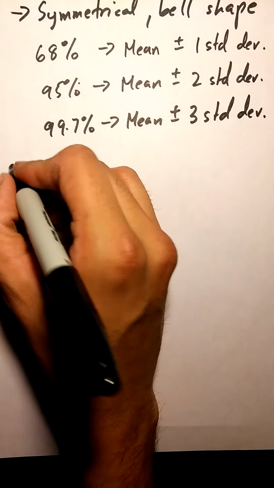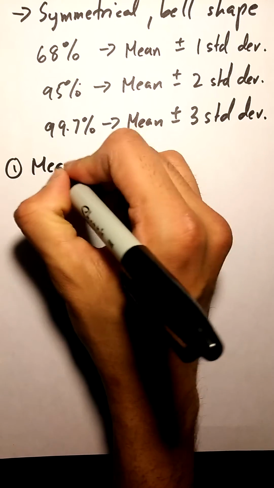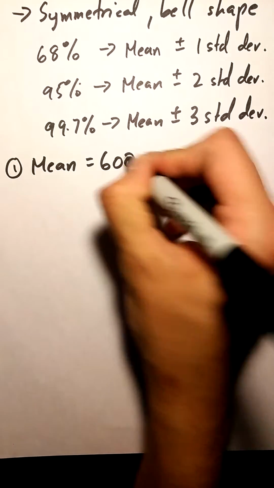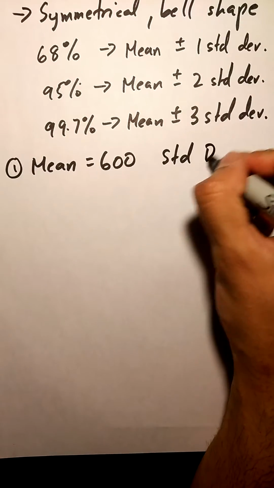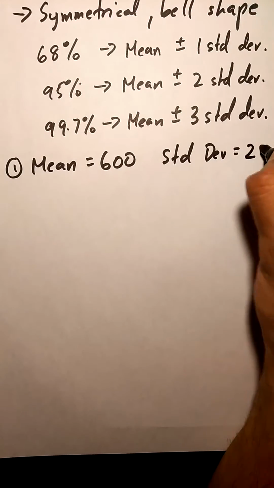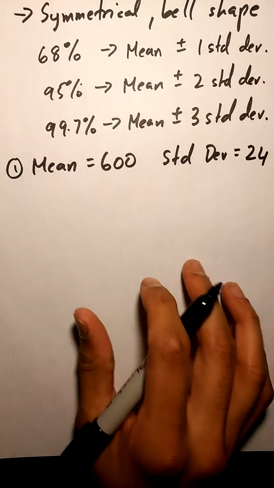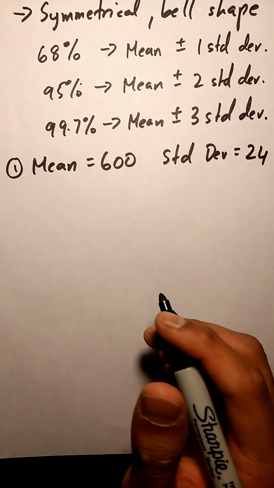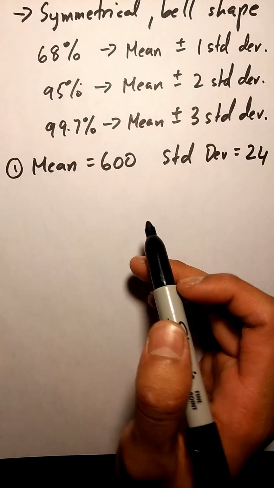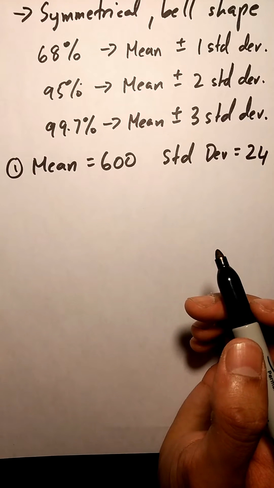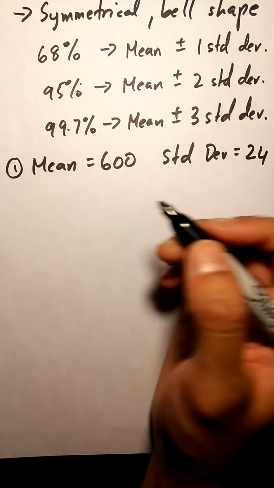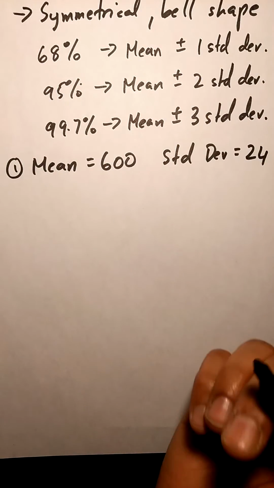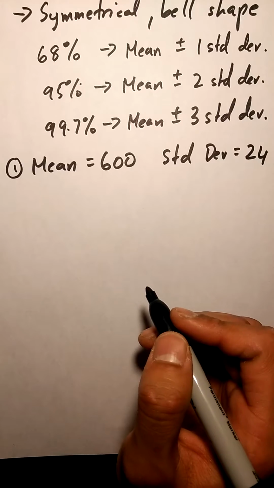Okay, so say if I gave you a question that said your mean is 600 and your standard deviation is 24. If I asked you about 68% of these values are between what two amounts, basically you're going to look at the first formula there. It's your mean plus or minus 1 standard deviation.